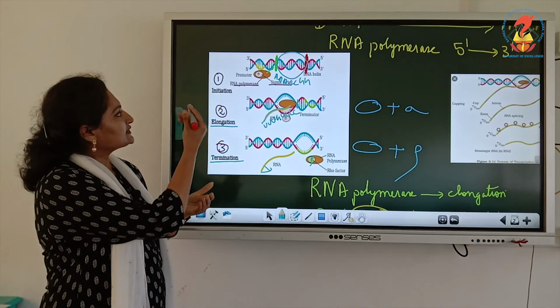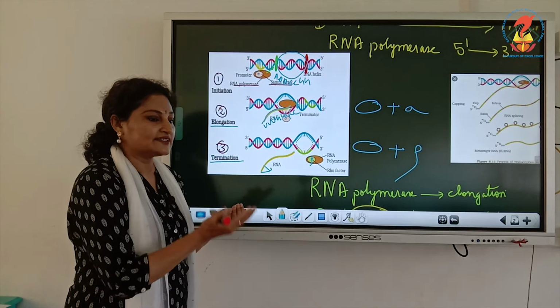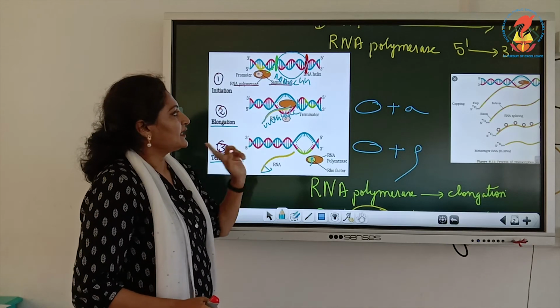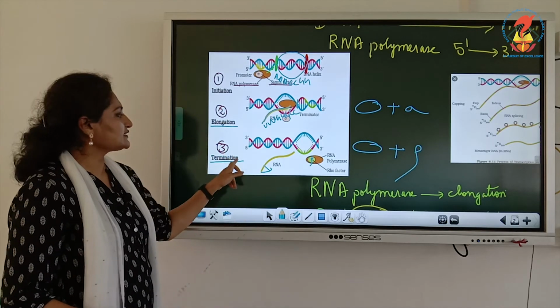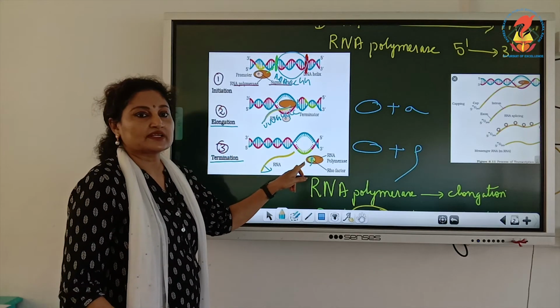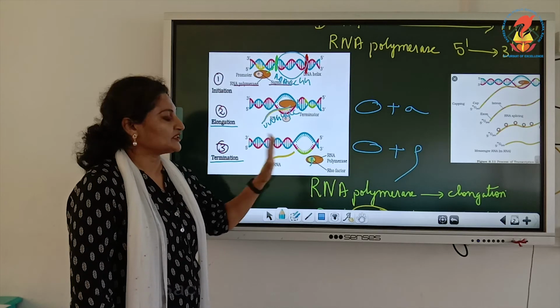Elongation: what happens here is the sigma factor detaches. The RNA polymerase alone adds on nucleotides, and this continues till the terminator is reached. Once the terminator is reached, the RNA polymerase associates with the Rho factor. So termination is brought about.